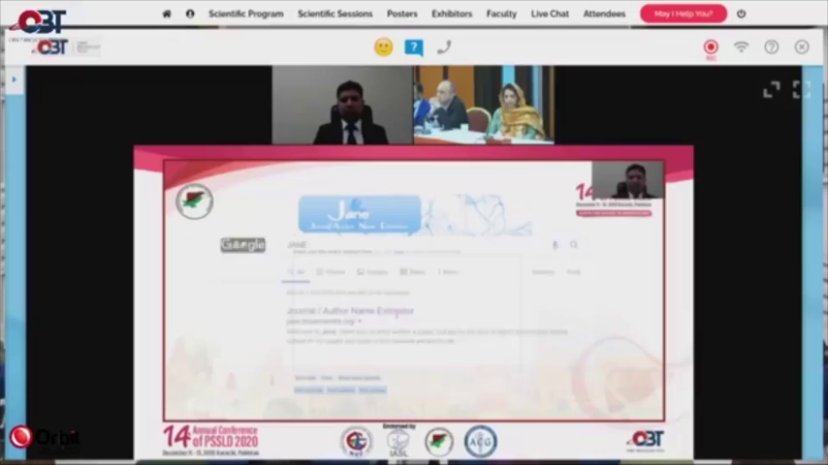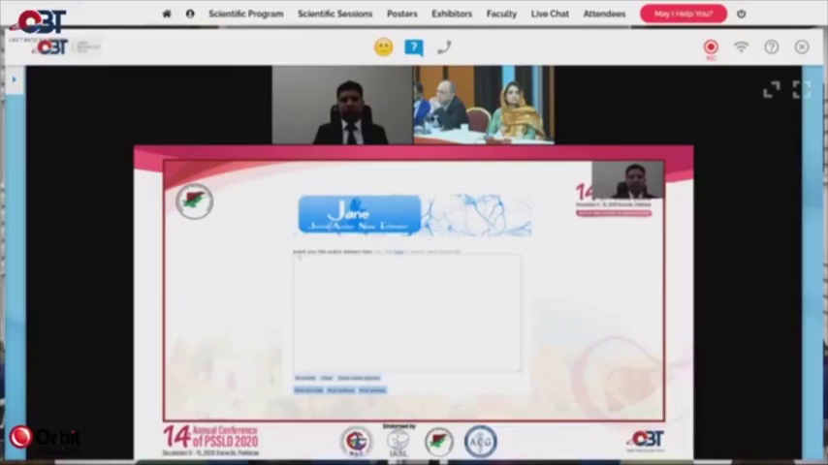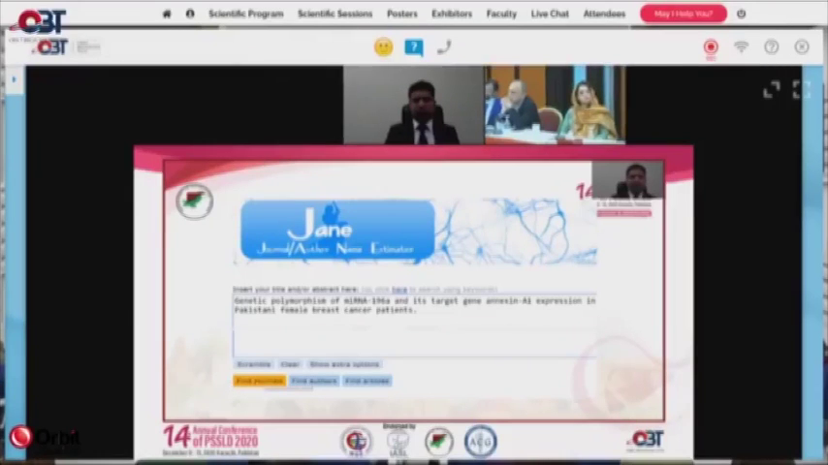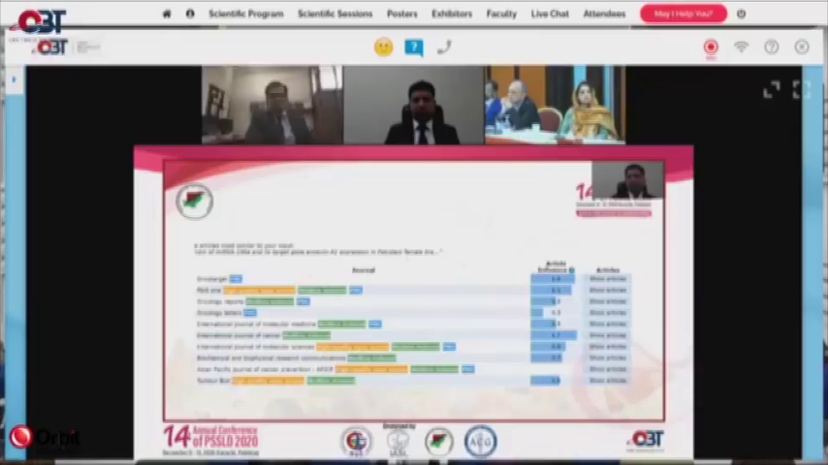You will open it and you will have this window. You have this box: insert your title or abstract here. Then there are different parameters present at the bottom. So I have pasted the title of my paper in this box and clicked on Find Journals. When I click on Find Journals, it displays a list of different journals, and also tells the details, such as whether it is high quality, open access, or indexed in Medline or PMC. There is another option, Show Articles.